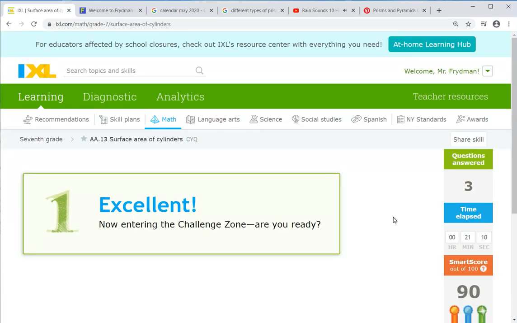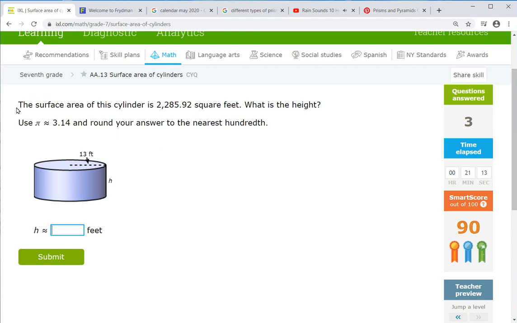The challenge zone. The surface area of this cylinder is 2,285.92 square feet. What is the height? Again, we're going to approximate pi as 3.14, because remember, pi is irrational. That means the decimal expansion goes on forever without repeating. So this is just an approximation to pi. And we're going to round our answer to the nearest hundredth.